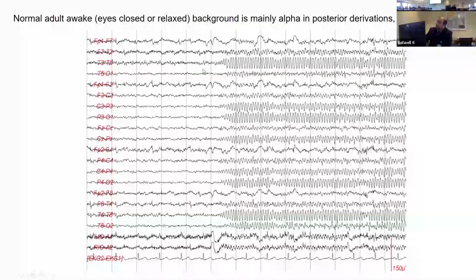As you can see, this person closes their eyes here, and then this posterior dominant rhythm comes out. One of the ways to bring it out in EEG labs is to ask the patient to close their eyes, okay? This is not something you see in sleep. In sleep, you see the other waves, the slower waves, predominantly delta and theta. And I'll show you some examples of them.